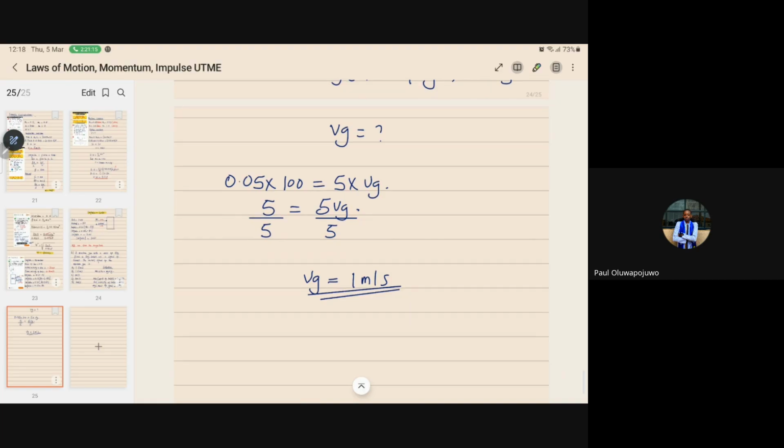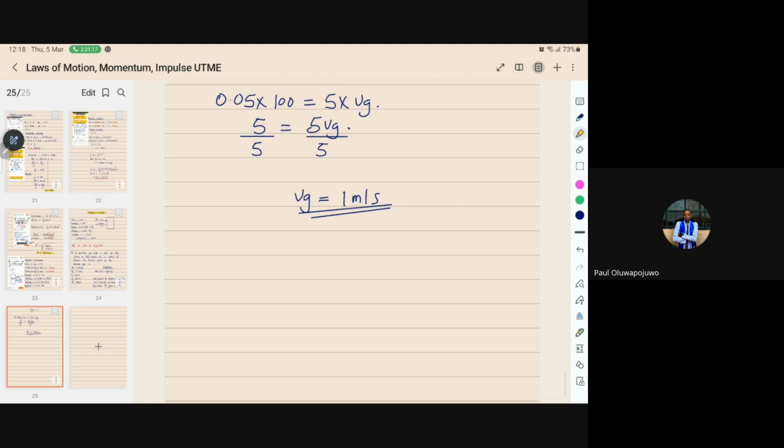So note that the mass of the bullet, they gave us to be 50 grams. So 50 divided by 1000 will give us 0.05 kg. Is that okay, everybody? The rest of you in the class, give me a thumbs up immediately. All right.